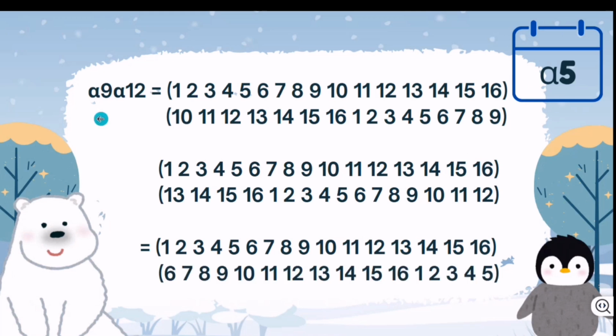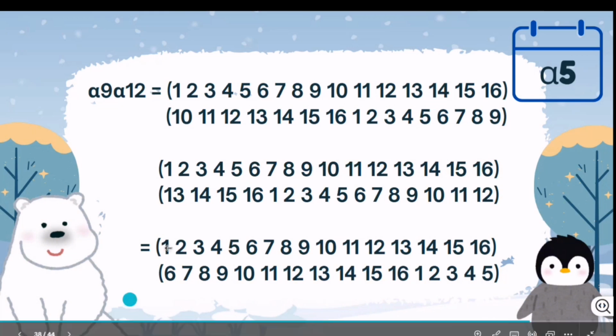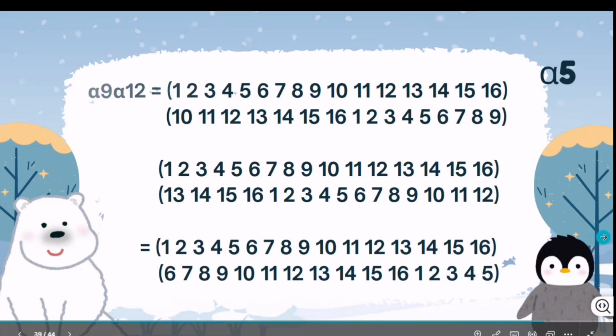And we have the combination of alpha sub 9 and alpha sub 12, which is equal to alpha sub 5. And alpha sub 5 is equal to 1 to 6, 2 to 7, 3 to 8, 4 to 9, 5 to 10, 6 to 11, 7 to 12, 8 to 13, 9 to 14, 10 to 15, 11 to 16, 12 to 1, 13 to 2, 14 to 3, 15 to 4, and 16 to 5.